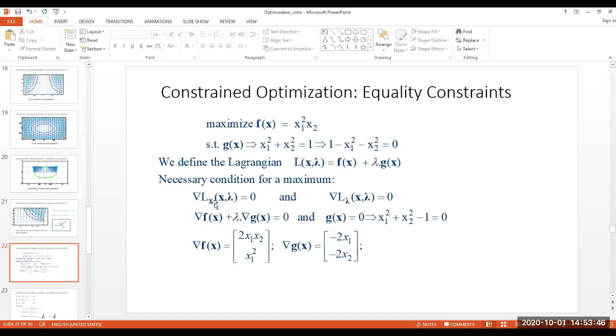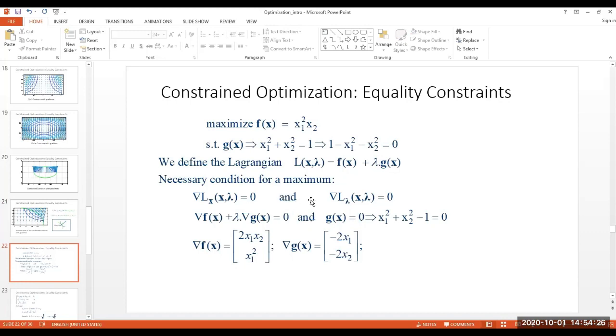So if I calculate this, what do I get? You first take the gradient with respect to x. The first part is a function of x, and the second portion is also a function of x. So you take the gradient of the first part, plus lambda, which is a scalar and remains as it is, times the gradient of the second part. Then you equate it to 0. This is what you get after you calculate this.